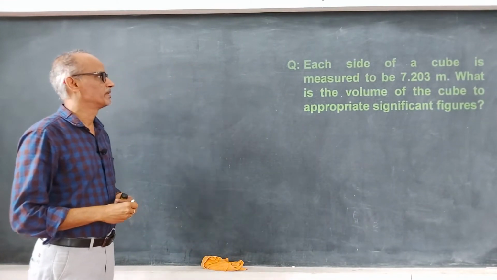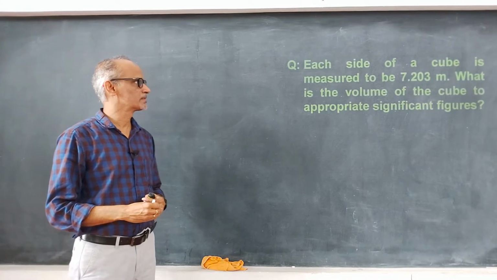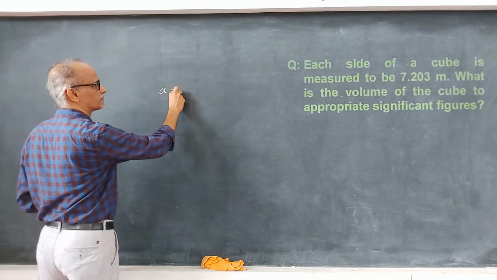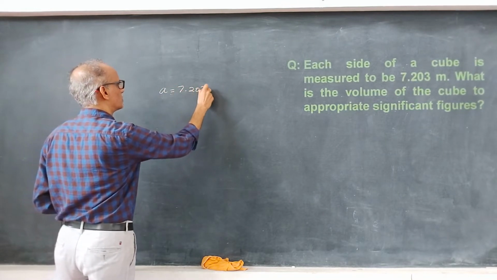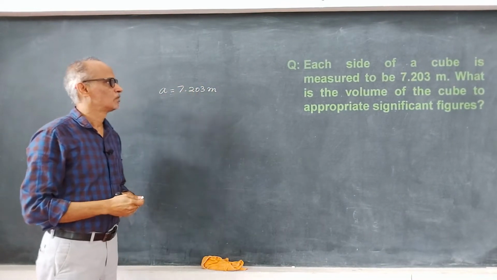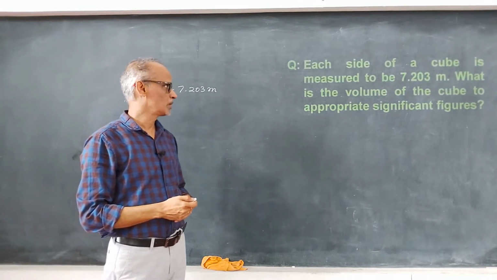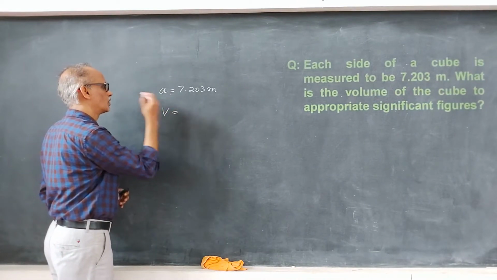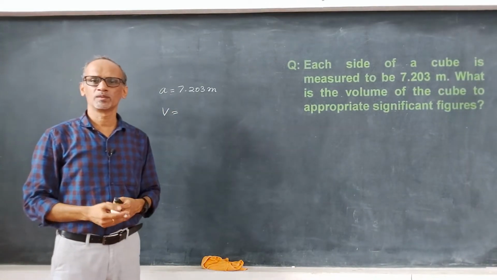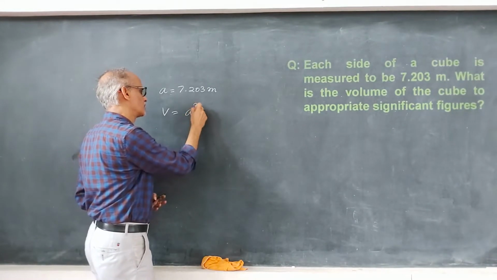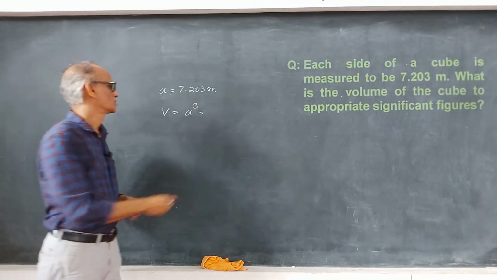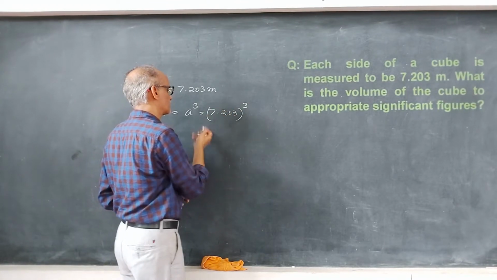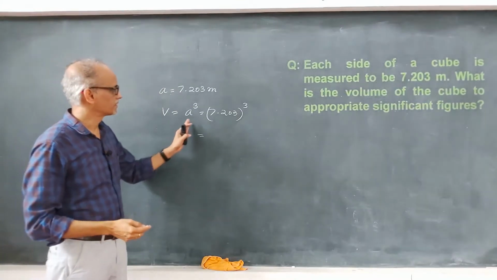Each side of a cube is measured to be 7.203 meter. So, let that side be A, 7.203 meter. What is the volume of the cube to appropriate significant figures? We wanted volume. How do you find the volume of a cube? The volume of a cube is A cube, so that is 7.203 cube. You can make use of the calculator and then find the answer.